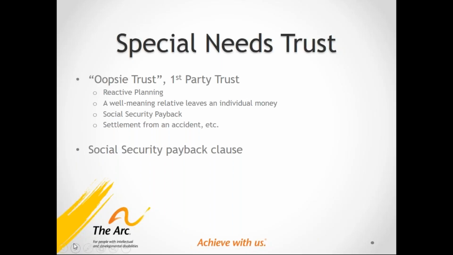So when you think of a special needs trust, know that it's a reactive planning tool. The money at one point was technically your child's, and then it's going into a trust. And it has the payback clause. So it has that function in it that says once you pass away, if there's leftover money, it has to go to the government first. That is Minnesota's special needs trust.